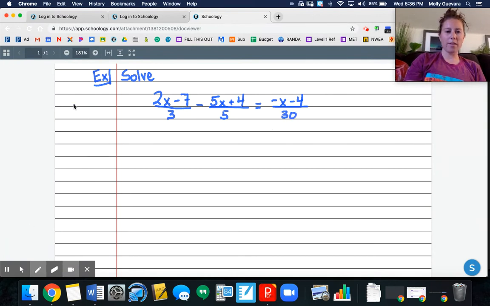Okay, and I have to find my LCD. So my biggest number here is 30. So the first multiple of 30 is 30. So does 3 go into 30? Yes. Does 5 go into 30? Yes. So my LCD is 30. So that means that I'm going to multiply every single term by 30.